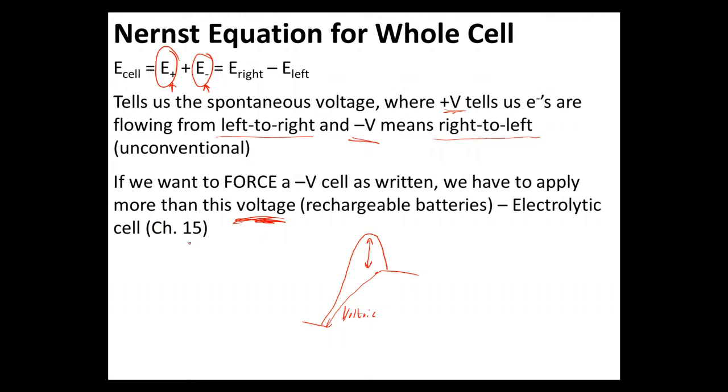For the time being, I just wanted to point out that if we have it written backward from our normal way of writing it, such that we have the negative voltage, that tells us that that's kind of the minimum idea of how much power it would take to recharge that battery and force the reaction to go as we have it written. In other words, have the reactions go the wrong way for the spontaneous way we're expecting. It's going to take more. That's about all I want to say about the Nernst equation for a whole cell, and about all I want to say for electrolytic cells for the time being.